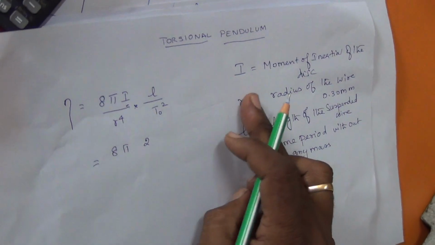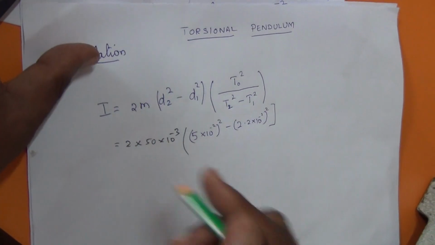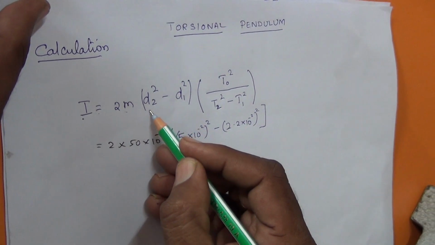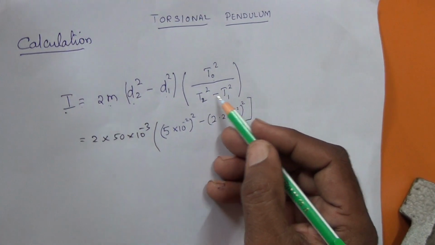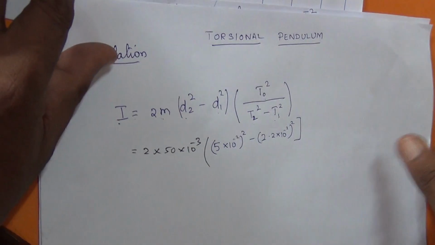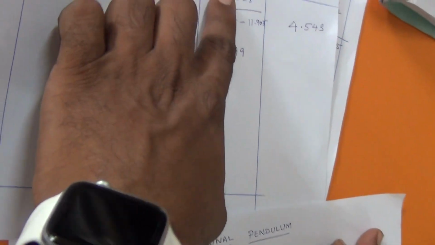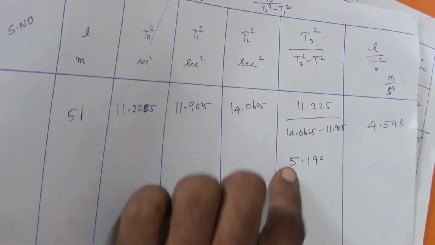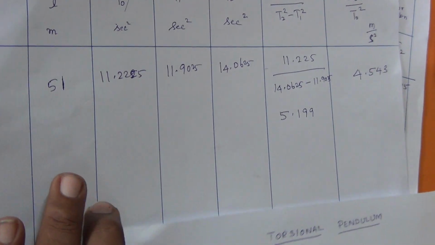So we want to find the moment of inertia. The formula is I equals 2m into d2 square minus d1 square, times T0 square divided by T2 square minus T1 square. This is the reason we need T0 square. That's why in this tabular column we have included T0 square by T2 square minus T1 square. Directly we can substitute 5.199. That is the advantage.